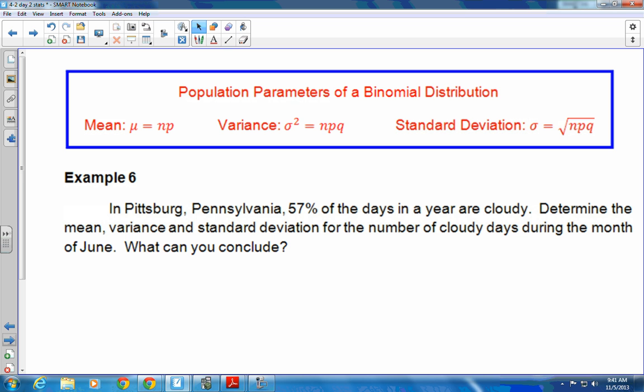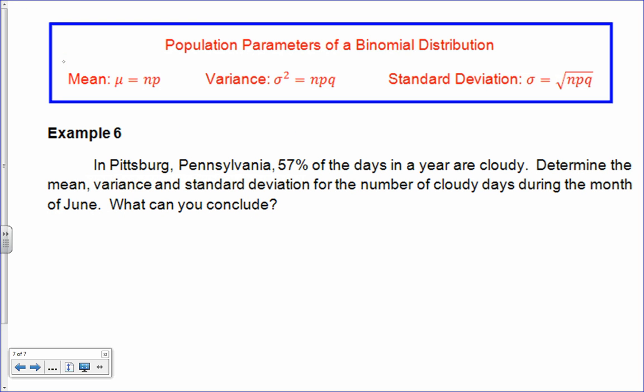So here we go in Pittsburgh. 57% of the days in a year are cloudy. Could have something to do with all the industry. Determine the mean, variance, and standard deviation for the number of cloudy days during the month of June. What can you conclude? All right. Well, we got mean, variance, so we need n. Based on these formulas, we need p, and we need q.